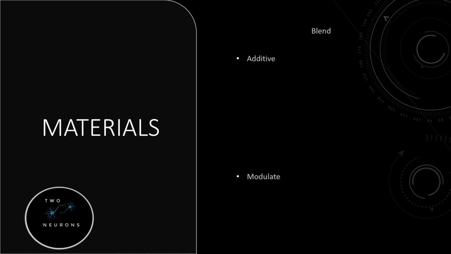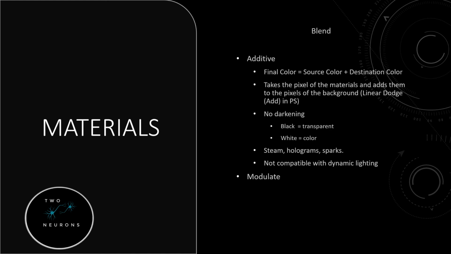And then we have additive and modulate, which pair well together. Additive is the final color is the source color plus the destination color. We're adding the source color to the destination. That's why it's additive. So it takes a pixel of the material and then adds it to the pixels in the background. If you've worked with Photoshop, this is linear dodge, the add setting.